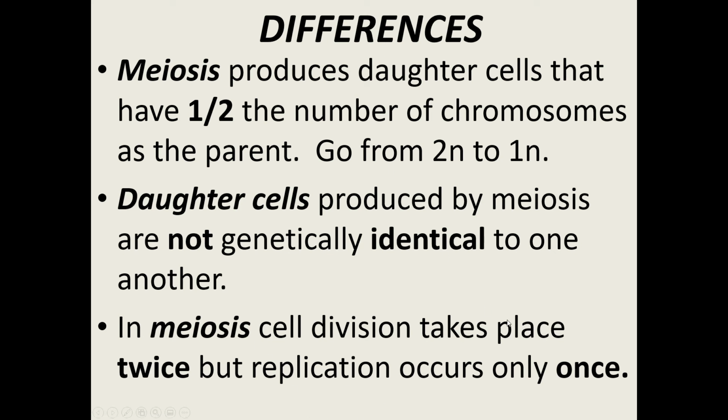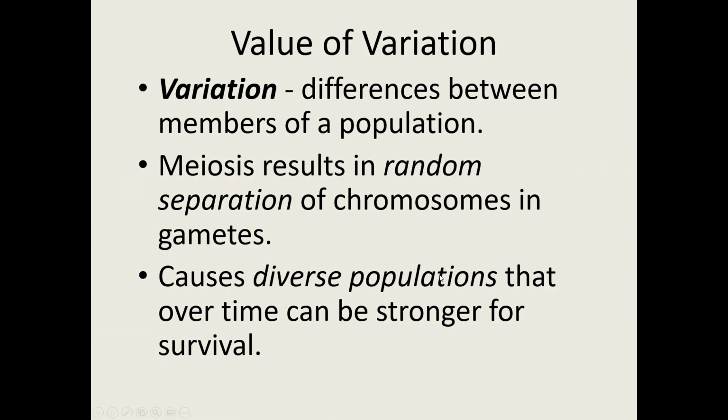In meiosis, cell division takes place twice, but replication only occurs one time. This is due to the value of variation. Differences between members of a population are good genetically. Meiosis results in the random separation of chromosomes and gametes, and that causes a diverse population that allows us to be stronger and survive longer.